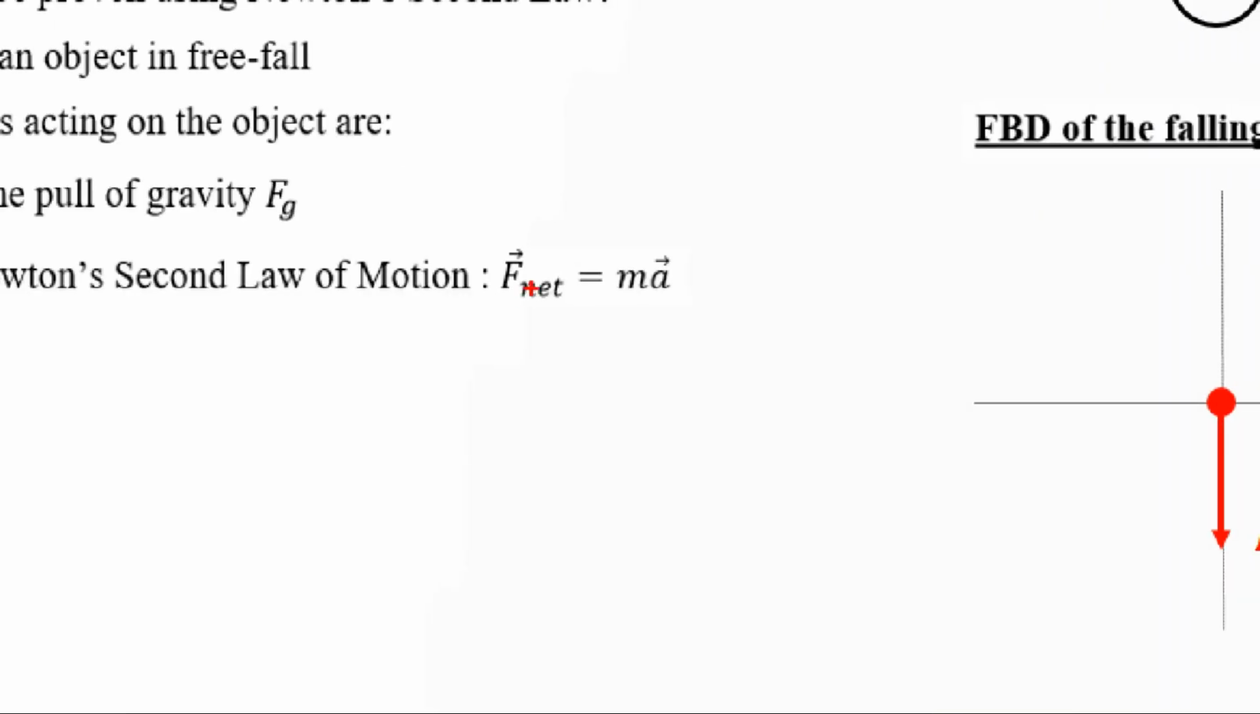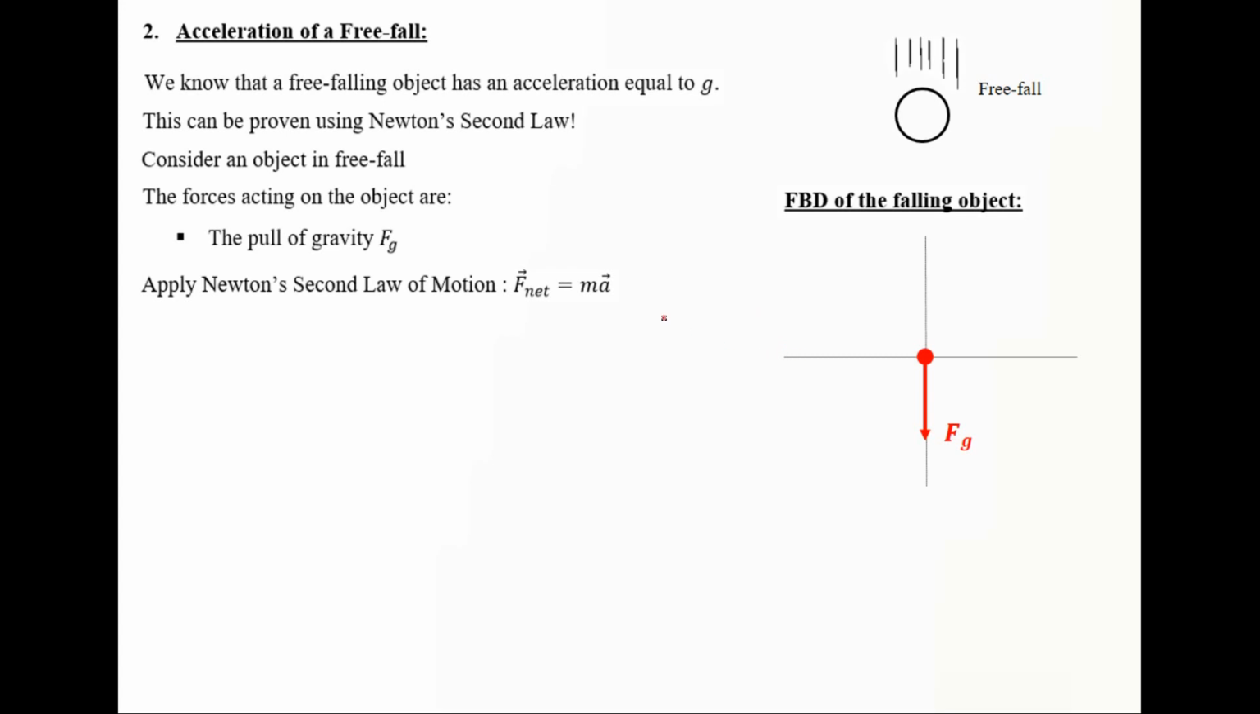Remember that the net force would be replaced by the total forces acting on the body, and in this case it's simply given by the pull of gravity. No need here to add any other force because we don't have any. And now we're going to project that along the vertical. Let me assume that the positive direction is down.